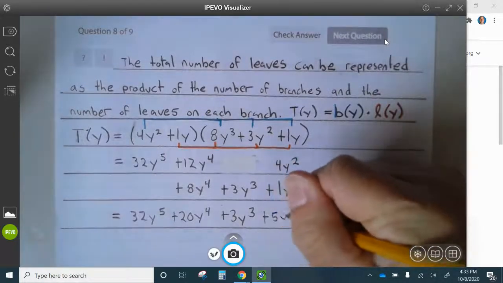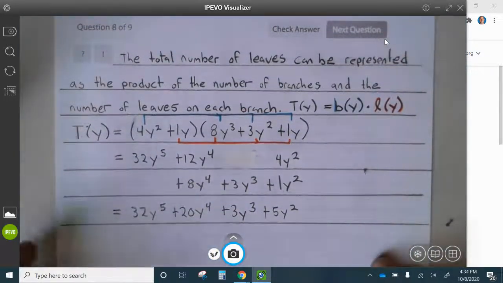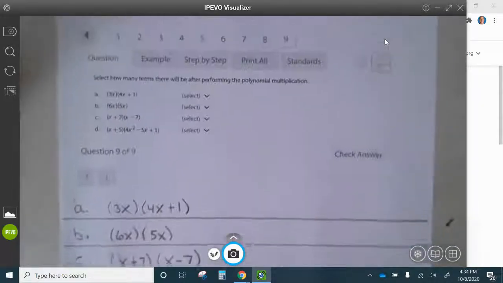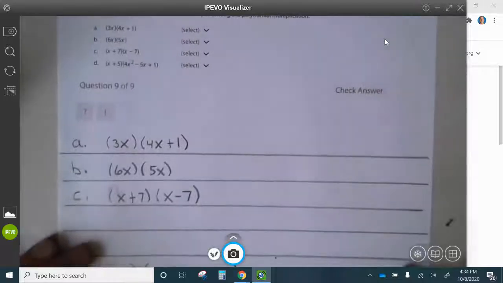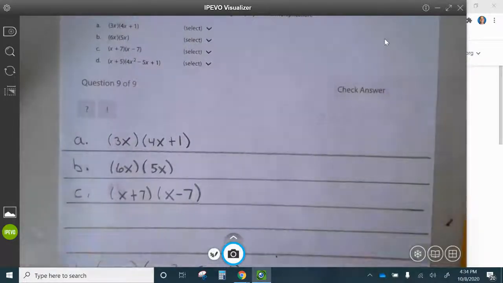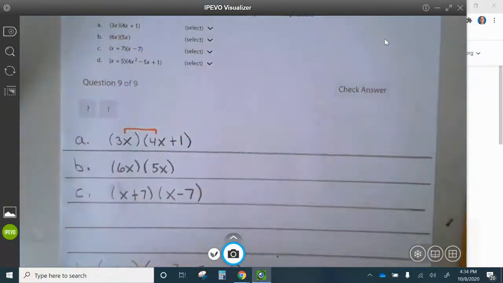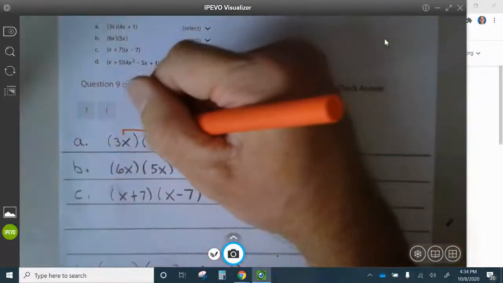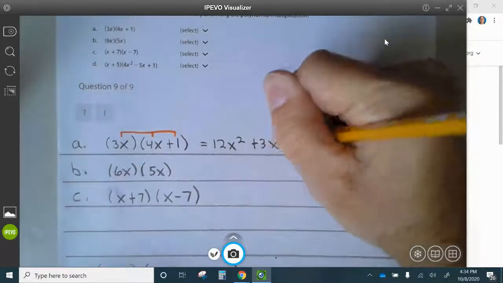Select how many terms there will be after performing the polynomial multiplication. So let's multiply and see how many terms. Okay, so here we just FOIL. So 3x times 4x is 12x squared, and then 3x times 1 is plus 3x. So the answer to number A is 2 terms. Okay. All right. B, we just multiply.